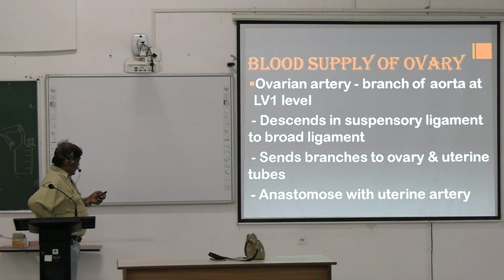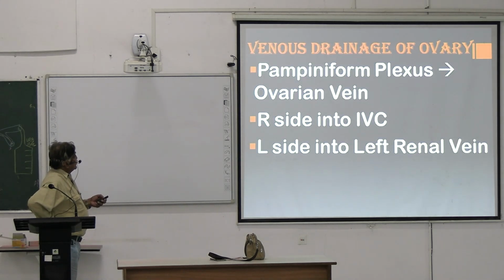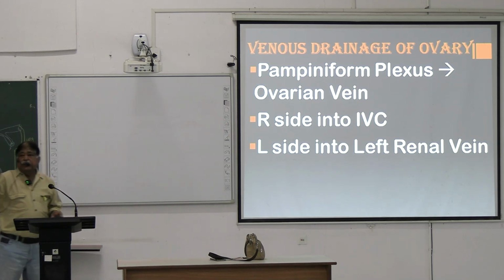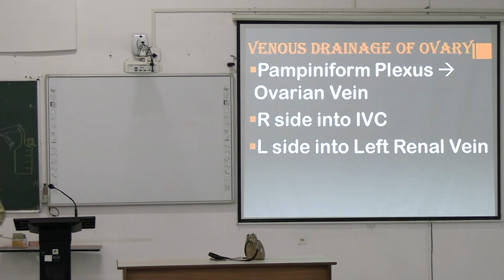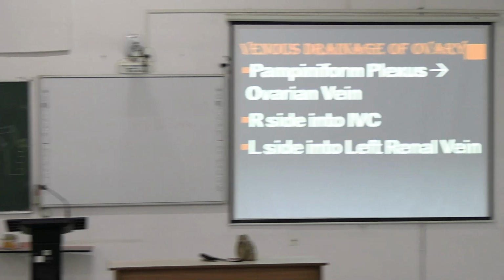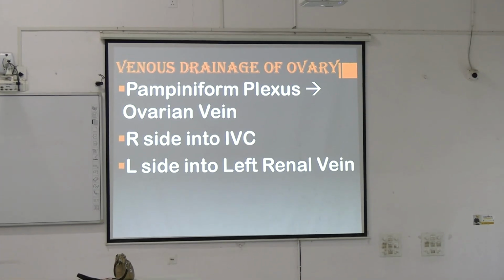Blood supply of the ovary: the ovarian artery, a branch of the aorta at level L1, descends in the suspensory ligament to the broad ligament, sends branches to the ovary and the uterine tubes, and anastomoses with the uterine artery. Now, venous drainage: pampiniform plexus, ovarian vein, right side into the inferior vena cava, left side into the left renal vein. This is important. It can be an MCQ question or you can be asked in viva.